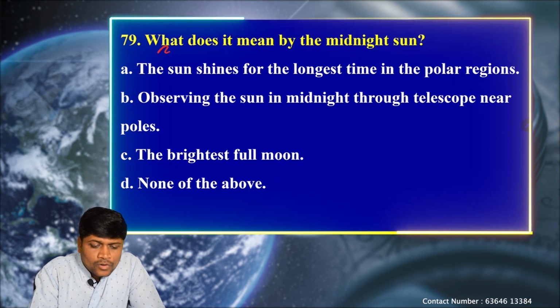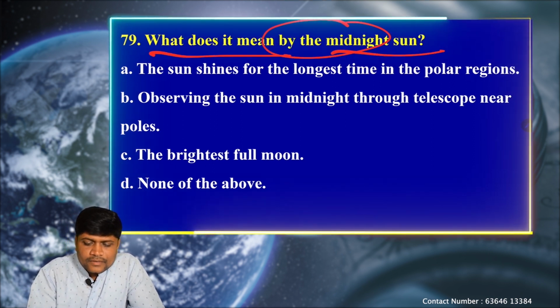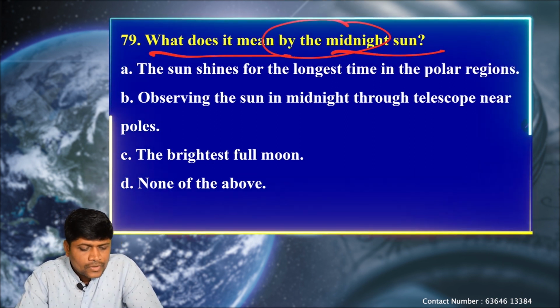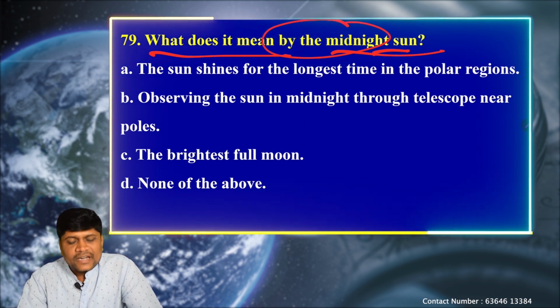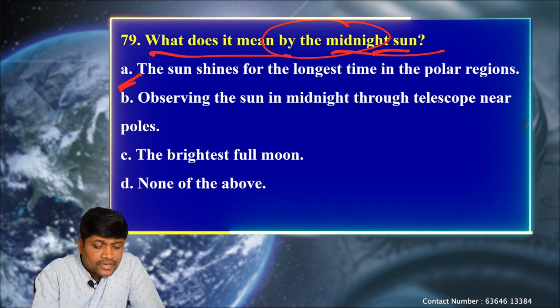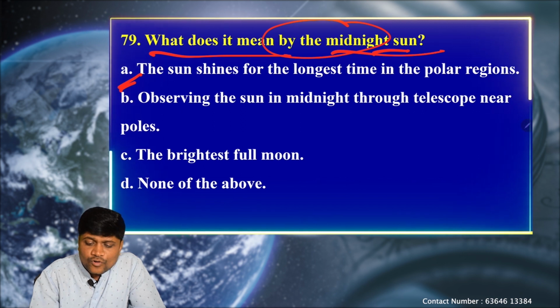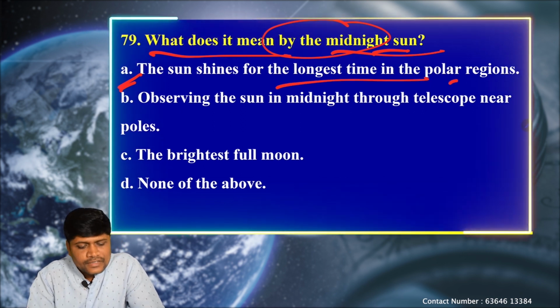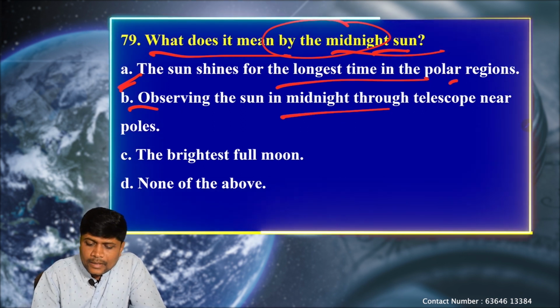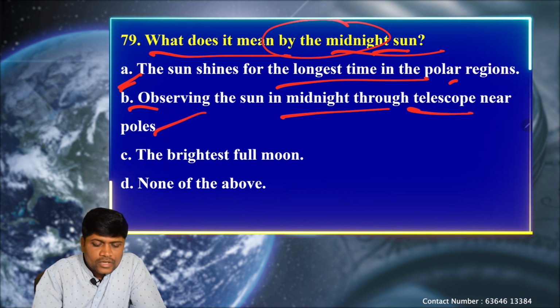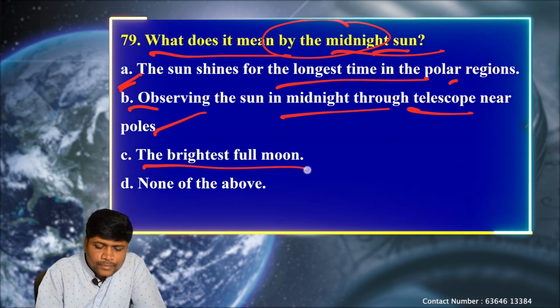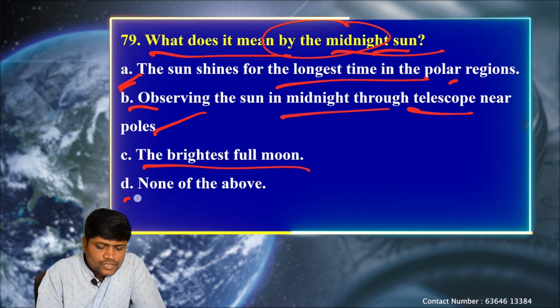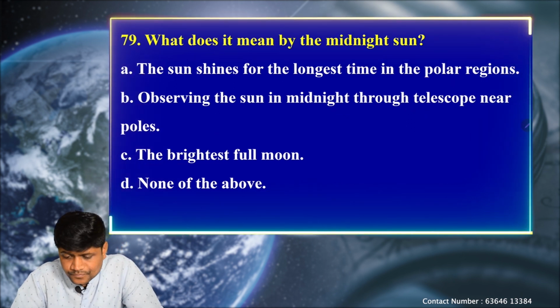Next question. What does it mean by the midnight sun? Okay, so here the question is about the midnight sun. Let's see the options. First one, A, the sun shines for the longest time in the polar regions. B, observing the sun at midnight through a telescope near the polar areas. Next, C, the brightest full moon. Next one, D, none of the above.